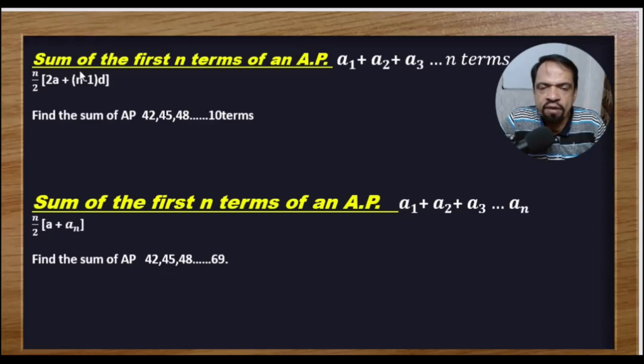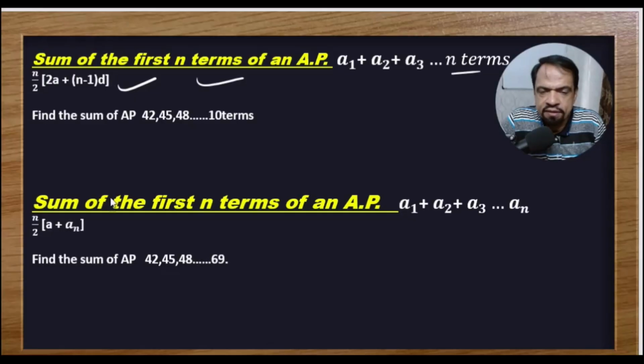चलिए नेक्स्ट सेगमेंट, वेरी इंपॉर्टेंट, सम ऑफ द फर्स्ट एन टर्म्स. ये बहुत ही इंपॉर्टेंट है. A1, A2, A3, कोई AP इन जनरल अप टू द एन टर्म्स. अगर इनको सम करना है तो इसके लिए फार्मूला ये वाला सबसे ज़्यादा यूज़ होता है, n/2 into 2a plus n minus 1 into d. The widely used formula to find the sum of given terms of AP. I have written here the example.